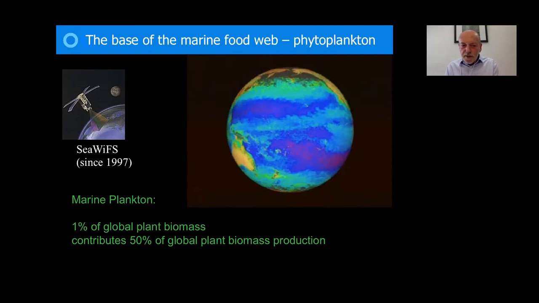And this 1% of plant biomass, which we have in the ocean, contributes 50% of the total plant biomass production on Earth. So this 1% contributes the same biomass production as the 99% of the terrestrial plant biomass. So why is that? This is because these marine algae, the main primary producers, are heavily grazed, so they are highly active, but they are heavily grazed.